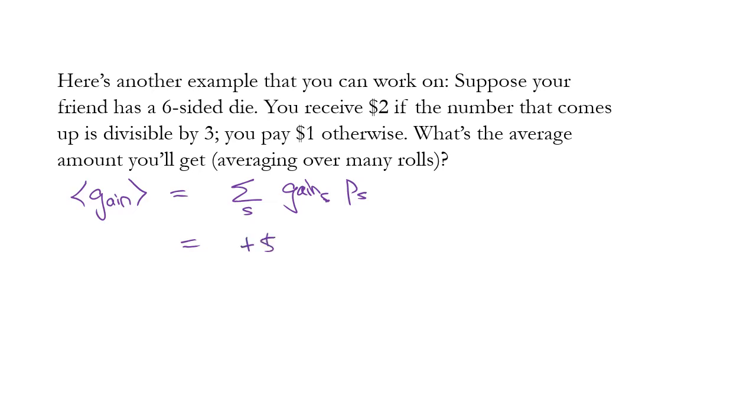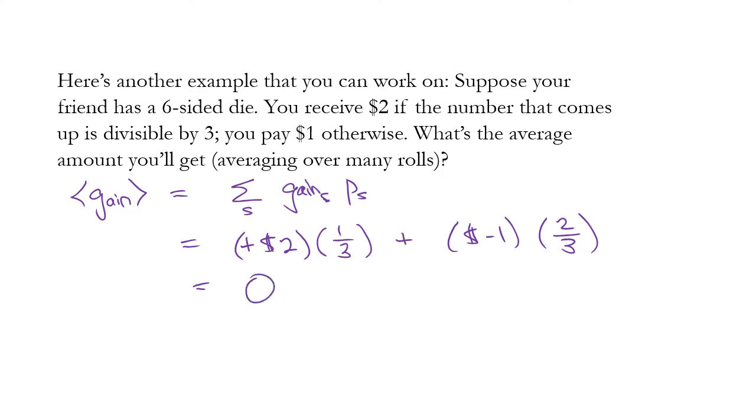So our gain is plus $2 if we come up with a number divisible by 3, and that has a probability of 1/3, because there's two numbers between 1 and 6 that are divisible by 3. And then our gain is negative $1 times the probability of coming up with a number not divisible by 3, which is 2/3. And so we have 2 times 1/3 minus 2/3, so our average expected gain is 0. Good, and if you didn't get that, pause again and work through that once more. Good, moving on.